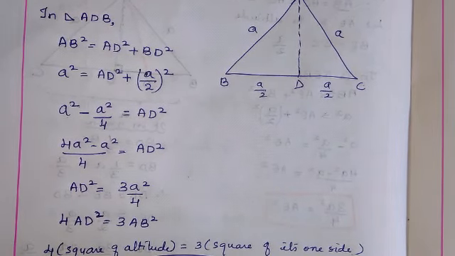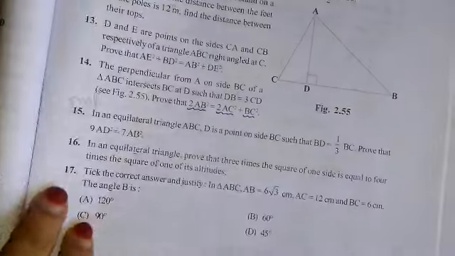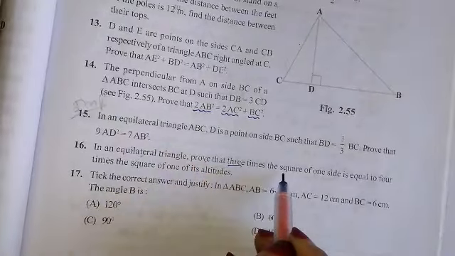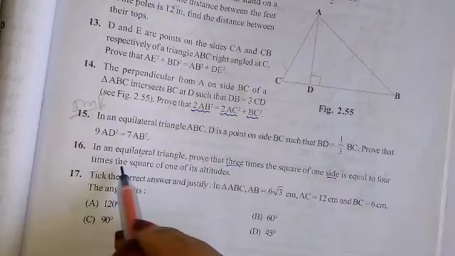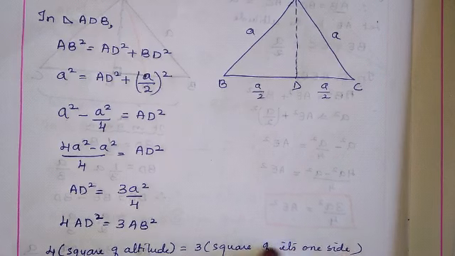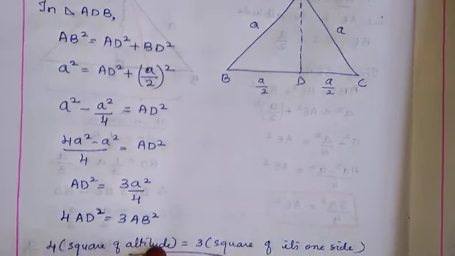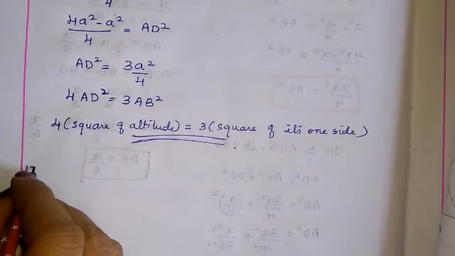Okay. Now the next question. Let me one more time show you here. Prove that 3 times the square of one side is equal to 4 times the square of its altitude. Okay, we proved. The last question is very easy.